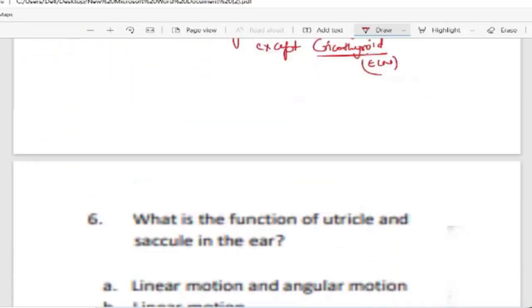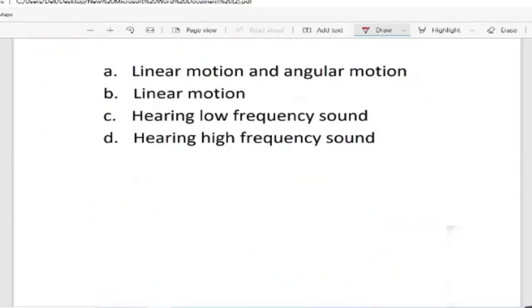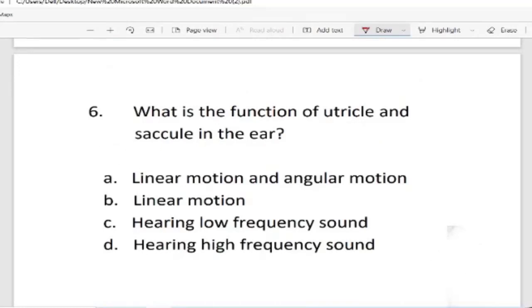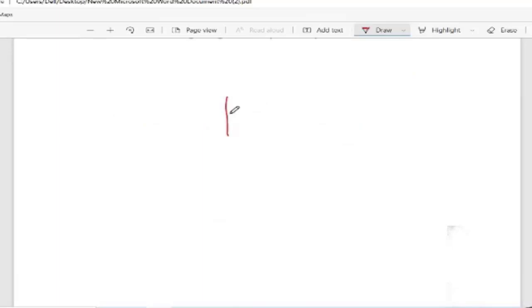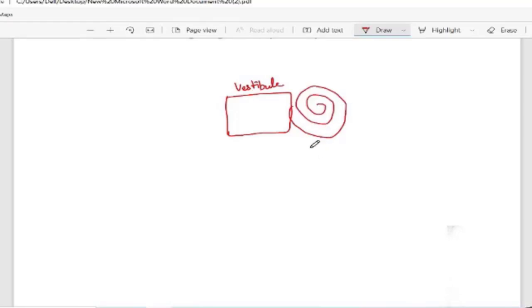Okay, next question. What is the function of the utricle and saccule in the ear? Now, what are the utricle and saccule? These are part of the vestibule. Let's make a simplified diagram. This is my central chamber, which is known as the vestibule in the ear. Anterior to the vestibule lies the cochlea. So this is my cochlea. And posterior to the vestibule, there are three semicircular canals.